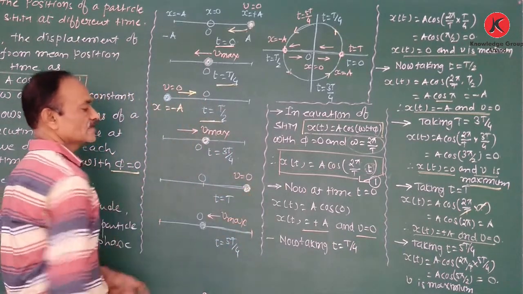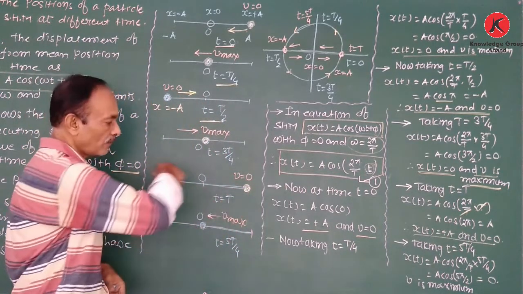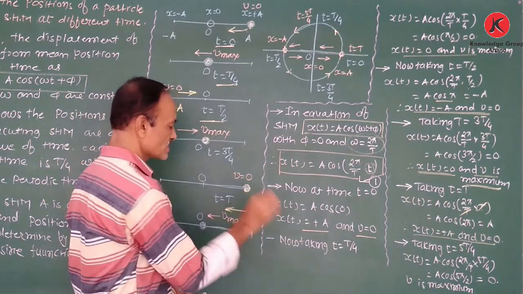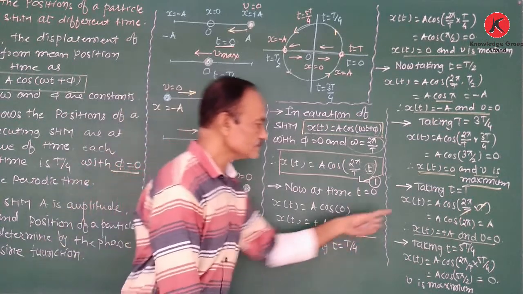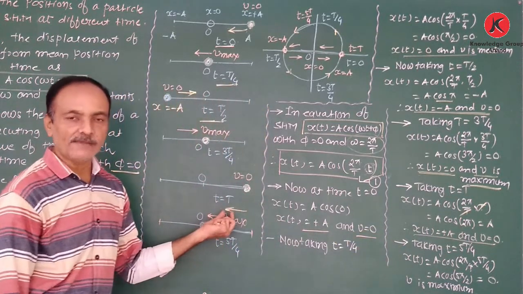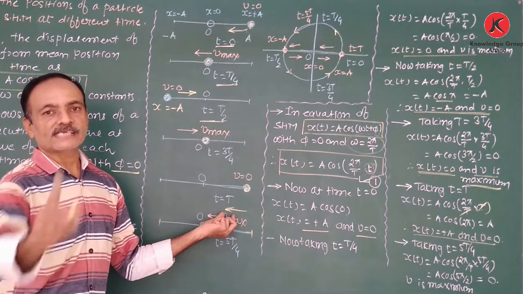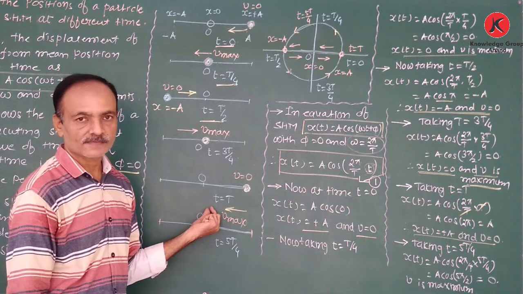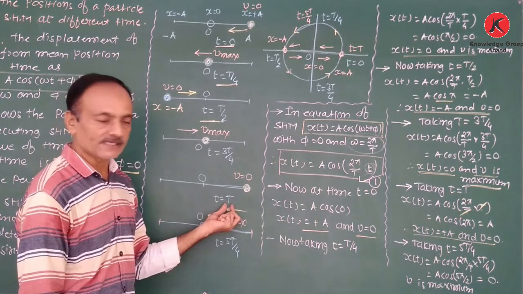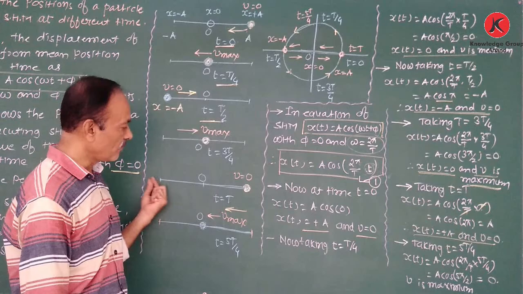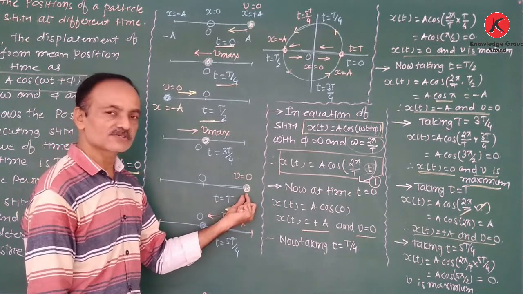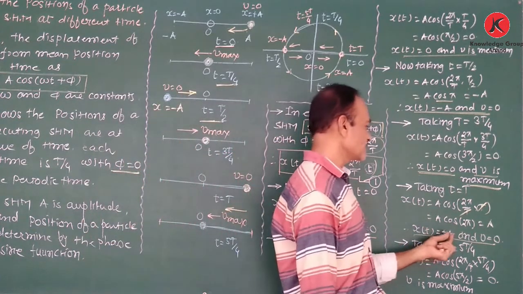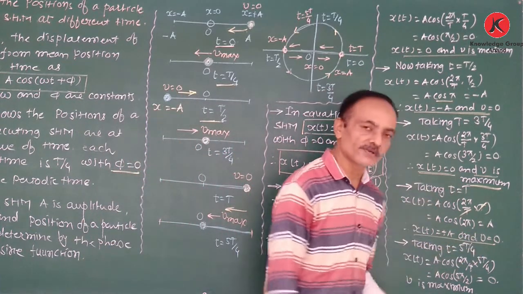Here again the velocity is 0. For one moment, the particle remains stationary and then its direction of motion is changed. So at t equal to T time, T is the periodic time. The time required to complete one oscillation is known as the periodic time. Therefore, after the capital T time, the particle completes one oscillation and returns to its initial position. So x(t) is equal to plus A and v is equal to 0.